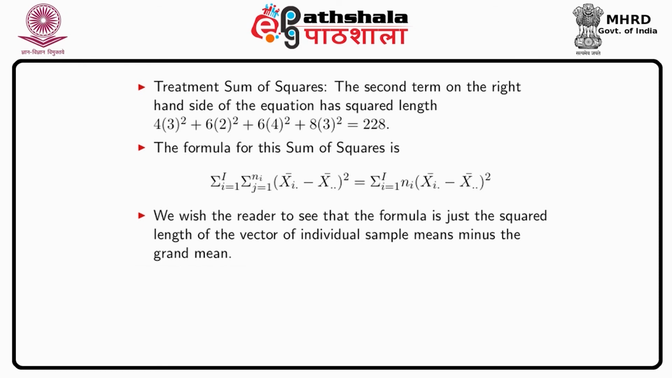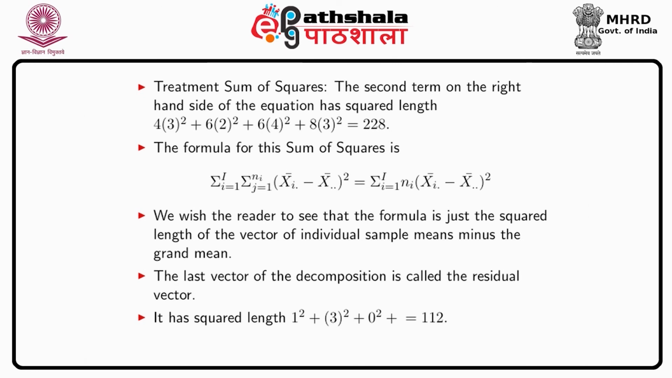But what we want you to see is that the formula is just the squared length of the vector of individual sample means minus the grand mean, which is X bar. The last vector of the decomposition is called the residual vector, and it has a squared length given by 1 square plus negative 3 square and so on, and it adds up to 112.